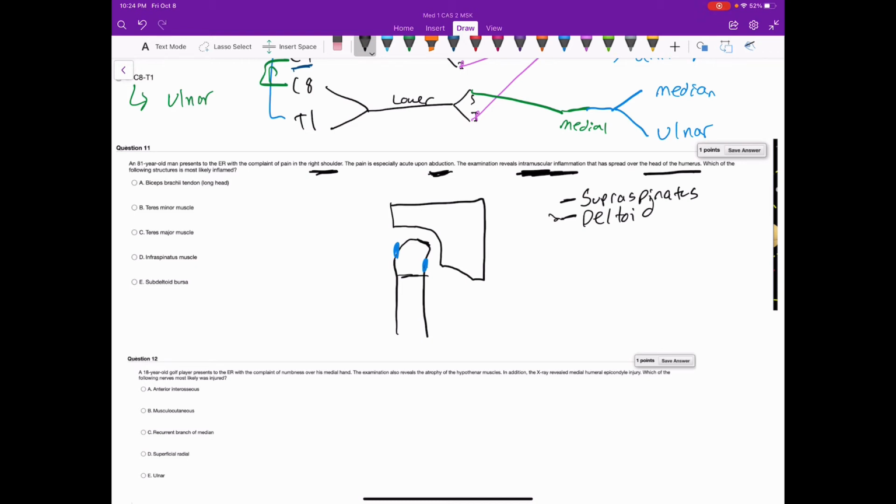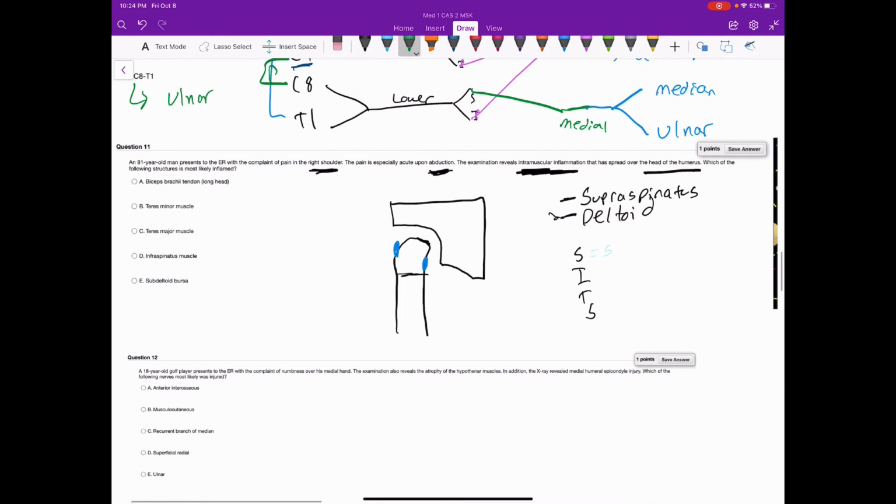Okay, so what do I know? Well, I know that there's something called the SITS muscles, right? And this is where the supraspinatus comes from. We're going to have a supraspinatus. This is going to be the rotator cuff muscles. So you're going to have a supraspinatus, an infraspinatus, a teres minor, not major, a teres minor, and a subscapularis.